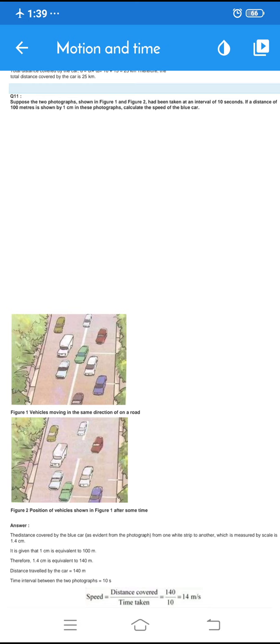Dear students, I have started the exercise part of the lesson Motion and Time. So let us continue today's part, the remaining part of the lesson. Let us discuss it in today's class. We have stopped at question number 11.